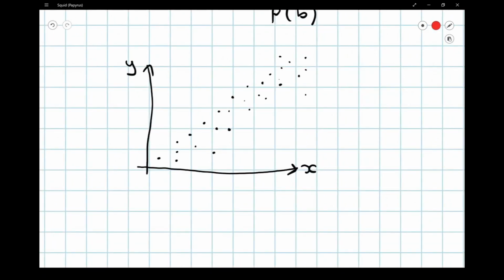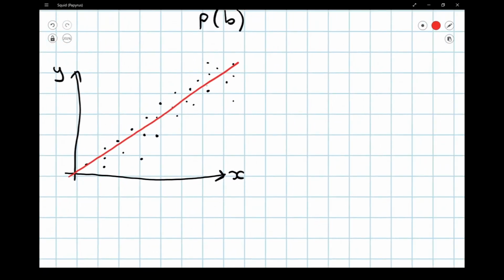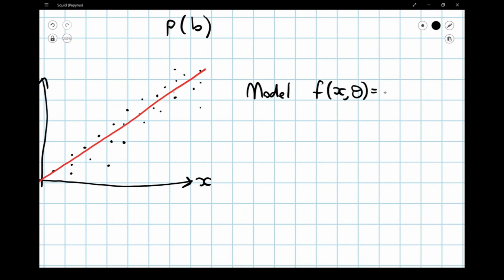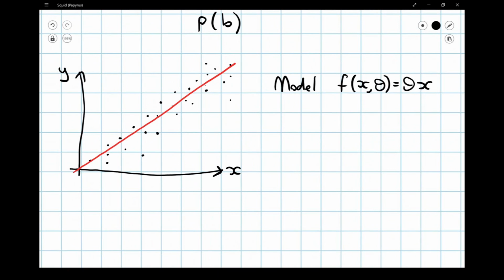So first of all, we think there's this linear relationship between X and Y. So it's something like this. So we've actually proposed a model. Our model is that this line, the equation for this line, is given by f, a function of x. I'm going to say it's also a function of a parameter theta, where theta just controls the gradient of the line. And ultimately what we're going to try and do is estimate theta from our data.